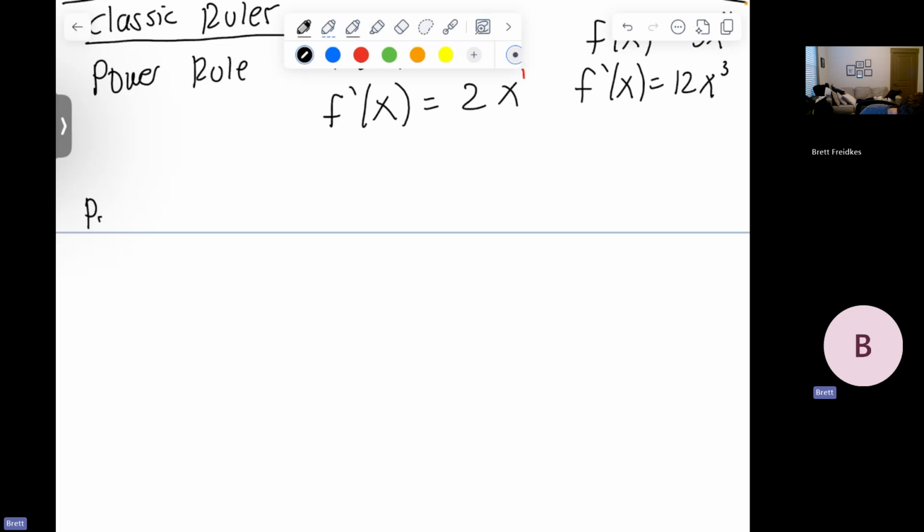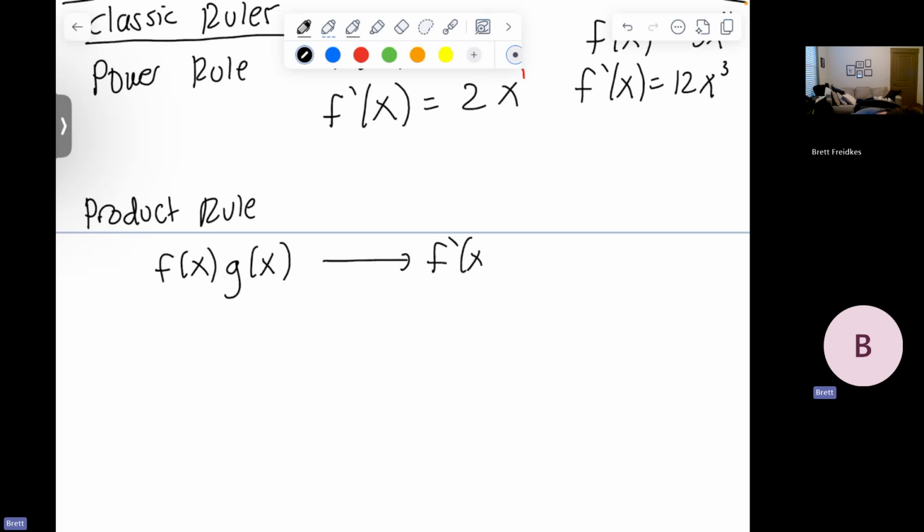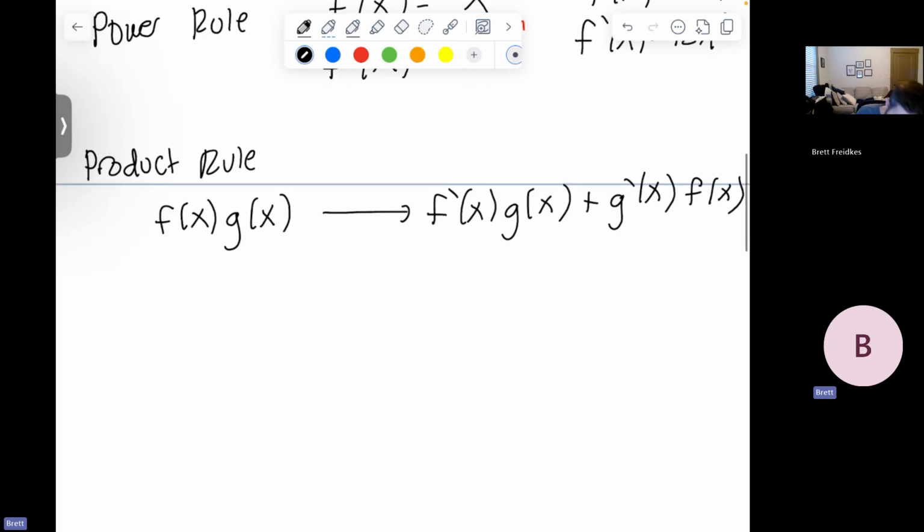The next one that's important, let's say, is the product rule, where if I have two functions multiplied together, let's say I have some f of x times some g of x, the derivative of this will be the derivative of the first times the second plus the derivative of the second times the first. So as an example, let's say I tell you that we have a function, I don't know, I'll call it y is equal to x e to the x.